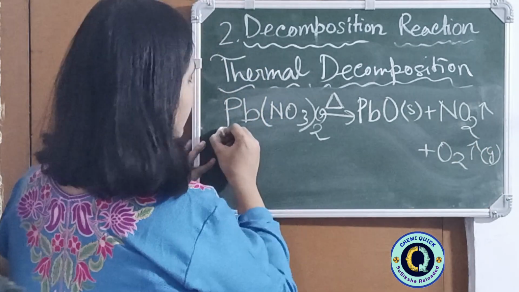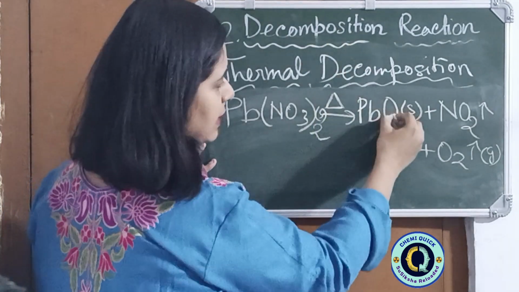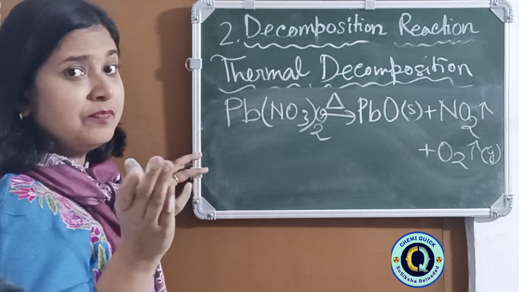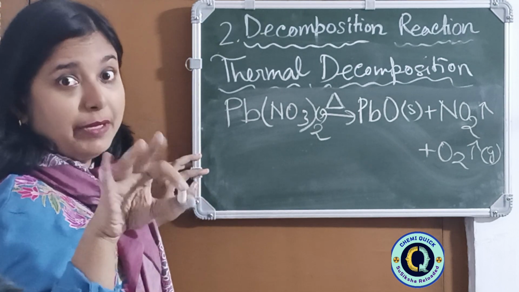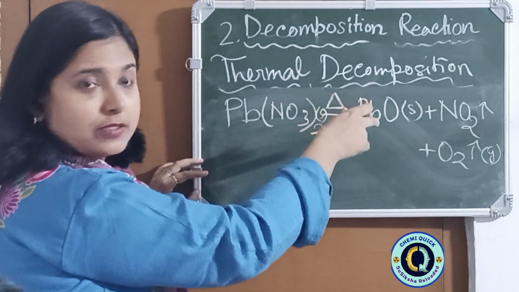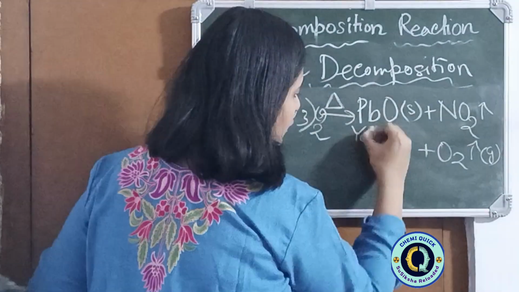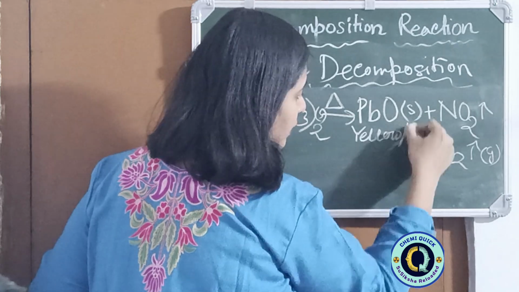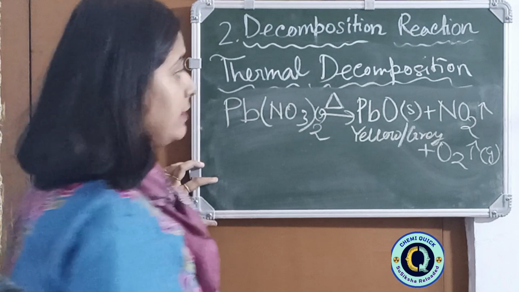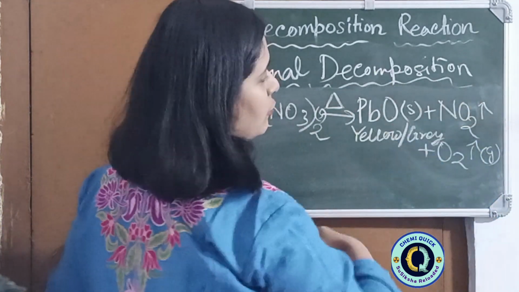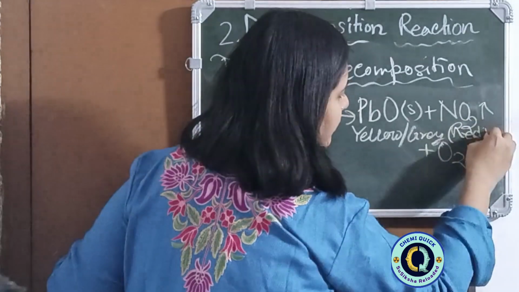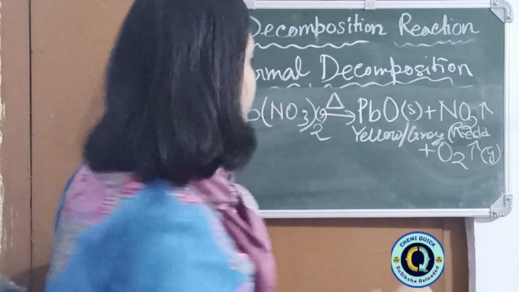So now lead nitrate when heated gives lead oxide, which is ash-colored when it is a bit cold, but when it is heated and as soon as it is formed, lead oxide is yellow in color, which on cooling becomes grey. And this gas is very interesting, NO2. NO2 is a reddish brown gas.